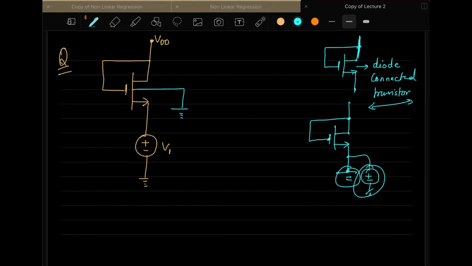When you connect gate to drain for this transistor, this will always be in saturation. This transistor will always be in saturation. It will never go to triode. Can you give me a reason why I am saying that? Why is it always in saturation? Why am I so confident that this transistor will always be in saturation? Any one of you?